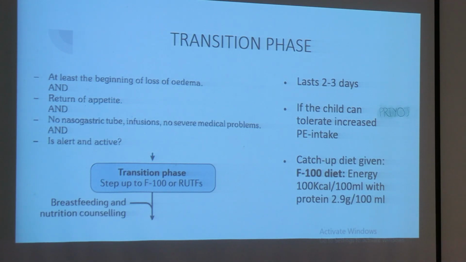So if the child is beginning to lose the edema, the major complications and infections are managed, the child is able to take the food, wanting food again, there is regain of appetite and the metabolism is restoring to normal, and the child has become alert and active, then the child will start the transition phase. It lasts from day 3 to day 7. If the child can tolerate increased protein energy intake, then you increase the energy and protein intake by the F100 diet.